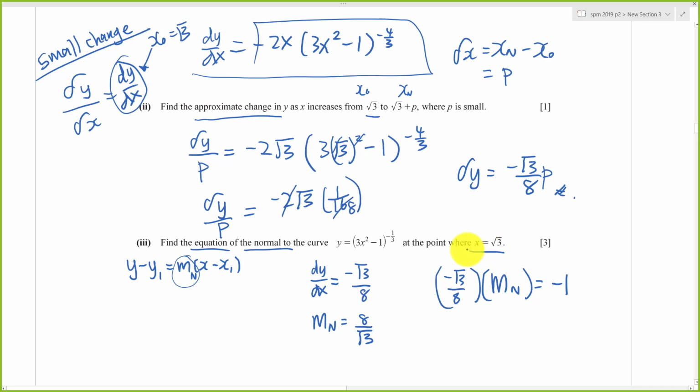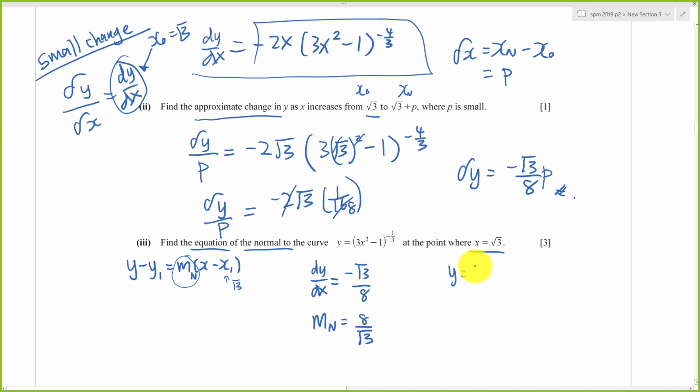You have the x1, which is square root 3. It's easy. But you don't have the y1, because you need to have the coordinate. So you need to have the y coordinate. So what I will do is sub the square root 3 into my y equation in order to get my y coordinate here.